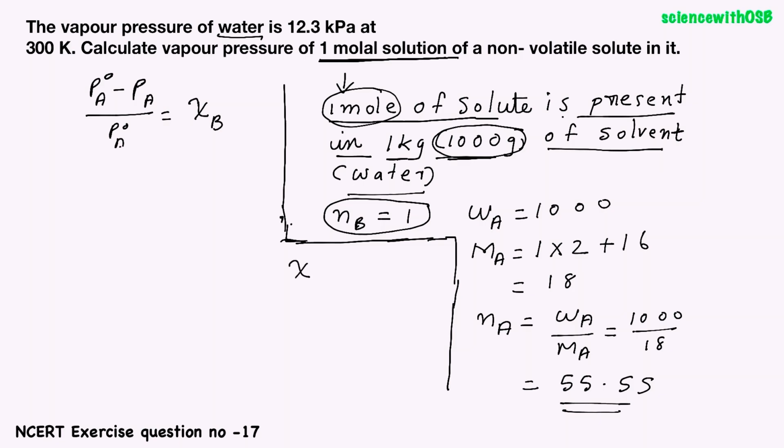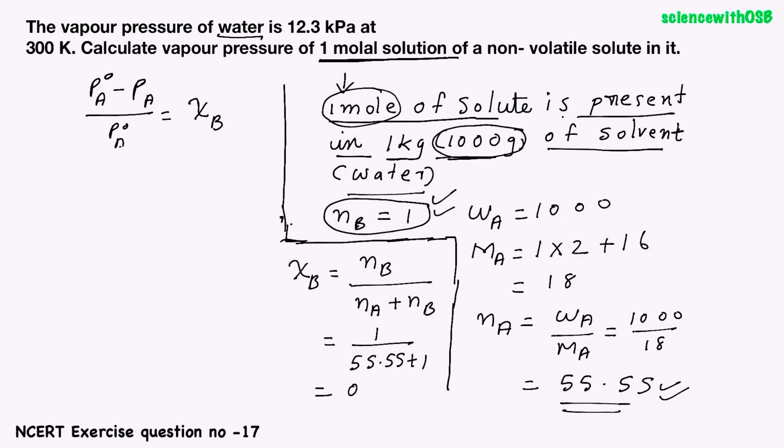Now we can find mole fraction. Mole fraction xB is equal to the number of moles of solute nB by total number of moles of the solution, that is nA plus nB. We know all the values, right? What is nB? 1. We know it, right? 1 by, what is nA? It is 55.55, correct? Plus 1. On calculating, you will be getting like 0.0177.